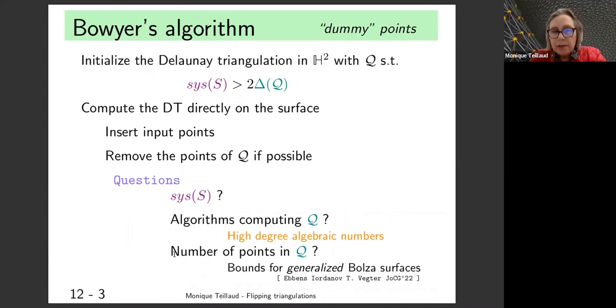And so it's even unclear how to get bounds on the number of points that are necessary to satisfy this condition. We have obtained recently some bounds for very specific surfaces, which we called generalized Bolza surfaces, which means that their fundamental domain is a regular polygon with 4g sides, where g is the genus. So it's very specific. And even that, we cannot really implement, because the algebraic numbers have a degree that is too high. So in practice, we are not able to do much. But at least we have results, but lots of questions.